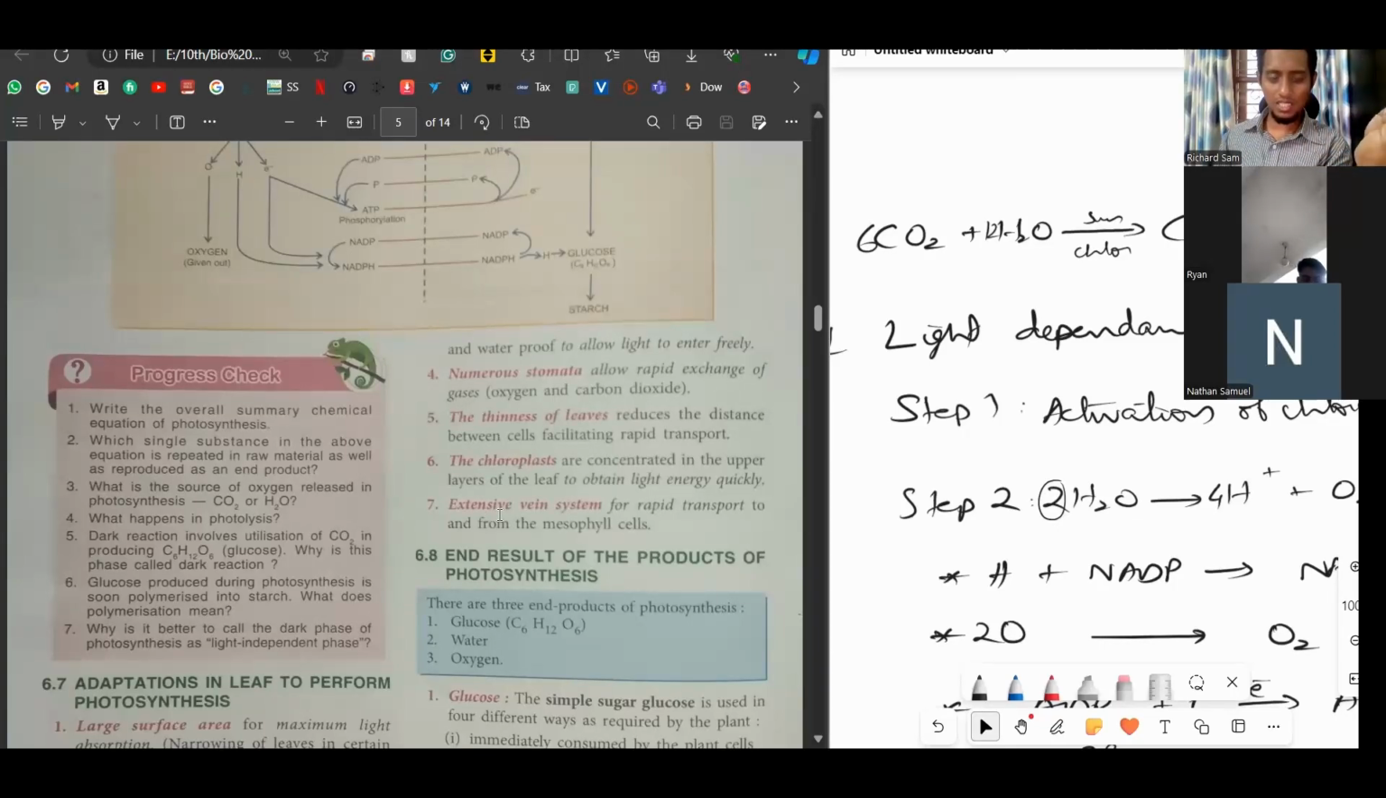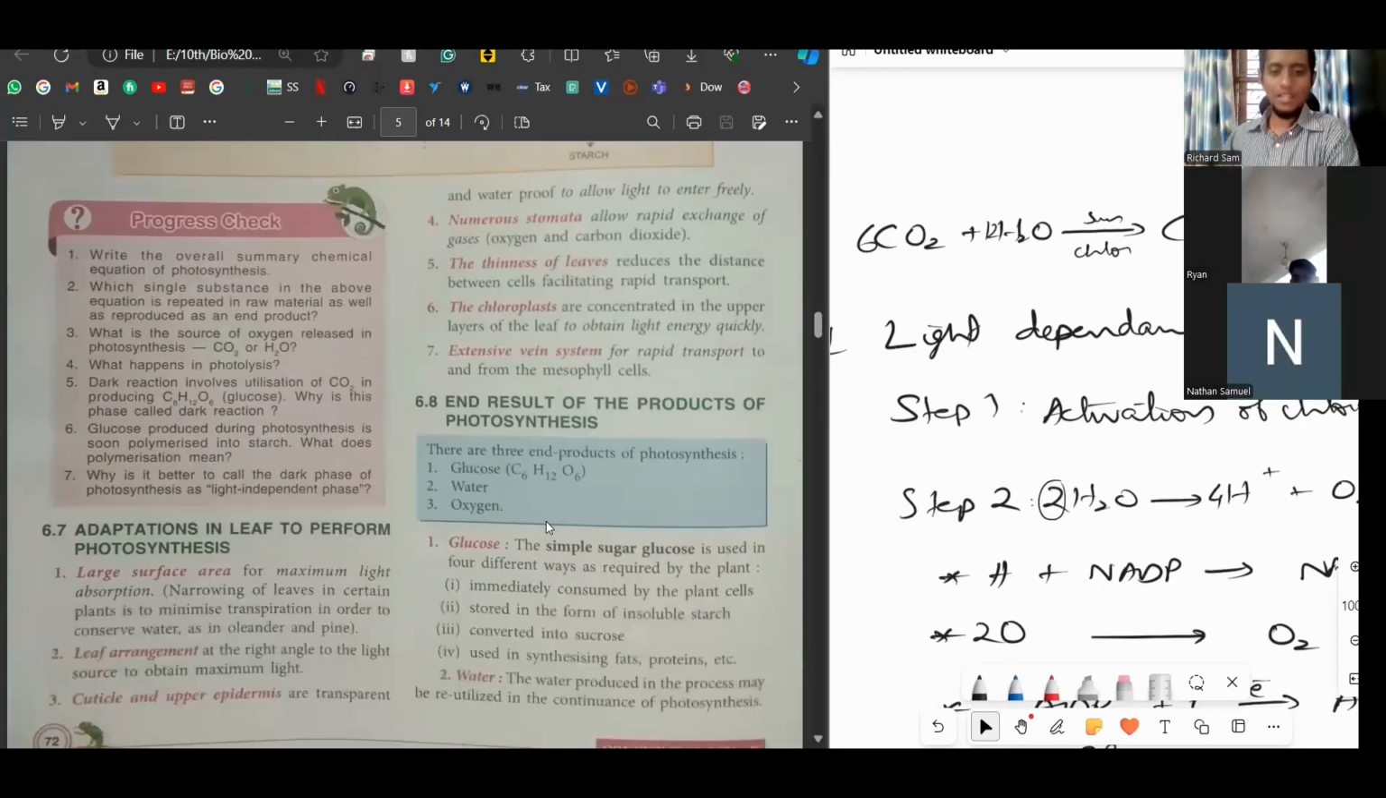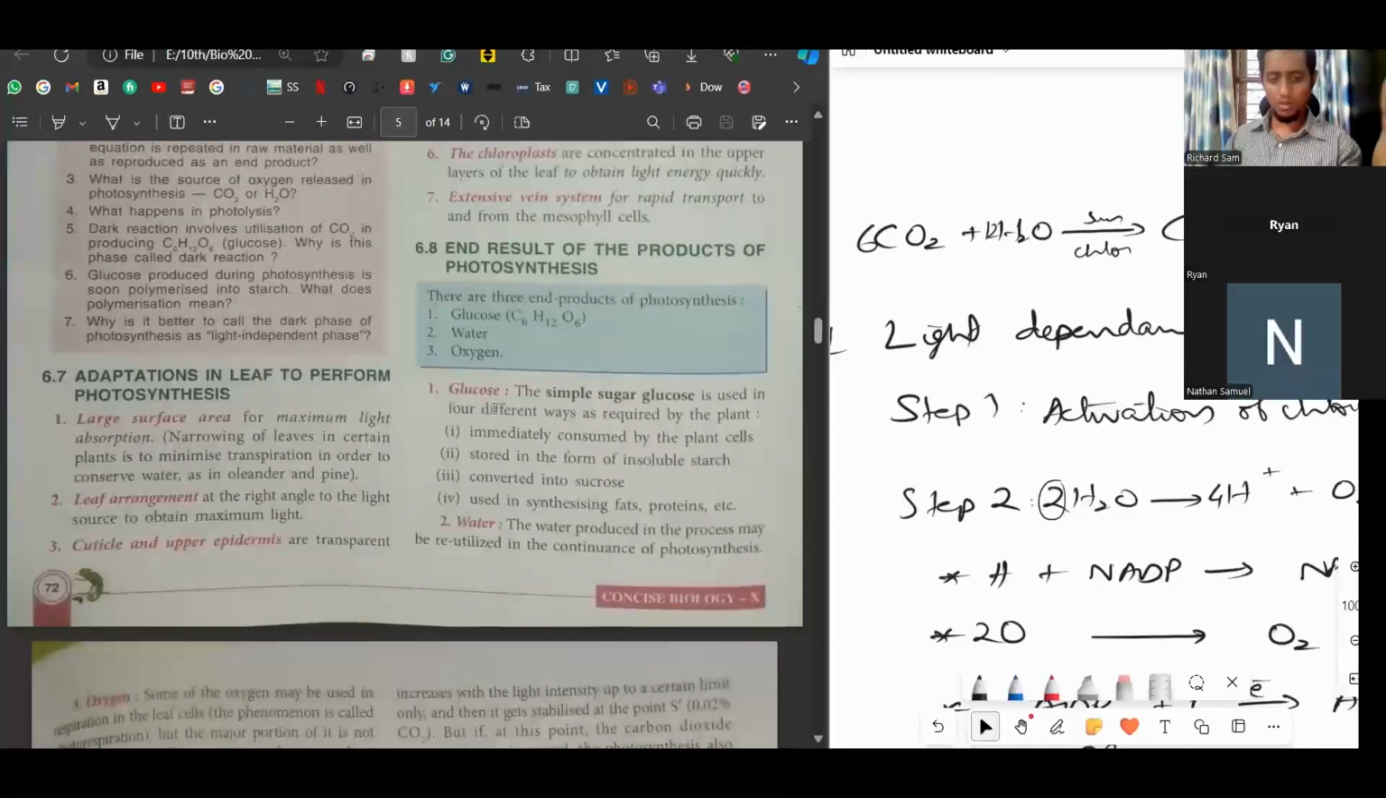And one more is there, that is the extensive vein system, so that water and food are transported fast. Especially water is transported to the leaf, so that again photosynthesis is not slowed down. Then the end results of photosynthesis: glucose, water, oxygen. What are their purposes? Glucose can be converted into different forms that we saw before.